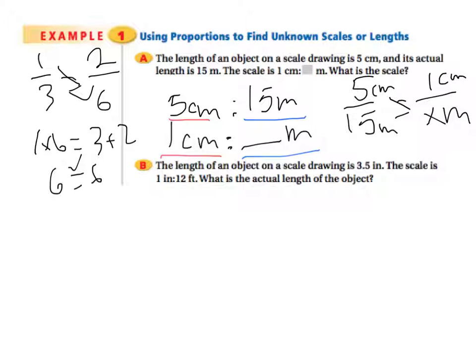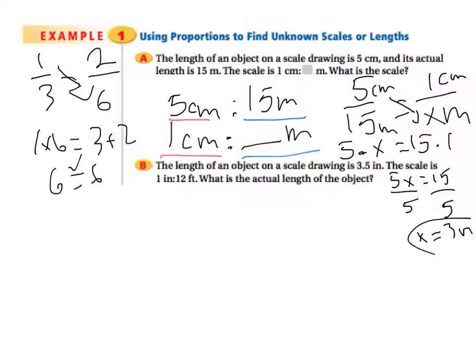So now we have to do cross products. 5 times x is equal to 15 times 1. So we have 5x is equal to 15, divided by 5, and x is equal to 3 meters. So the scale would be 1 centimeter to 3 meters.